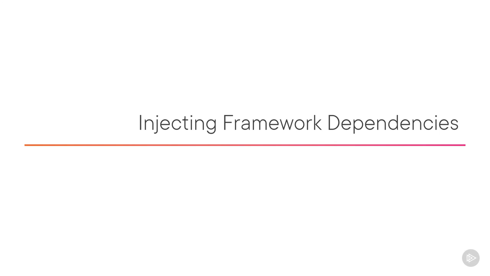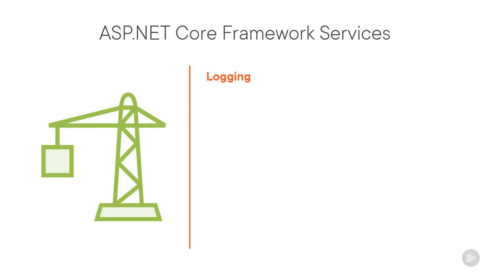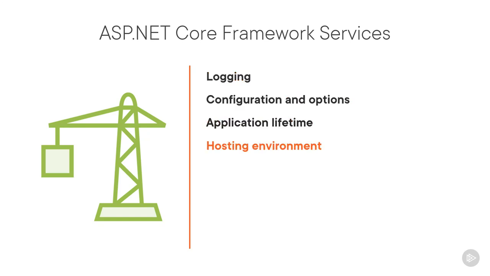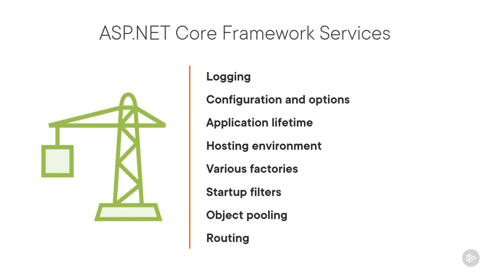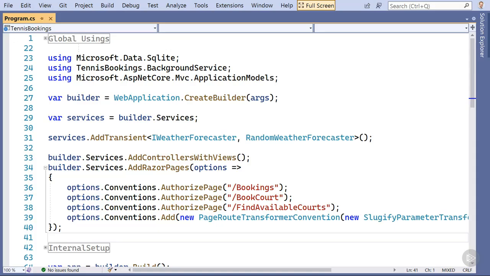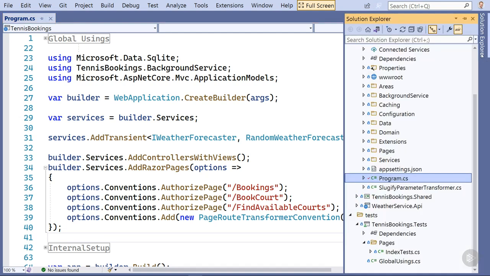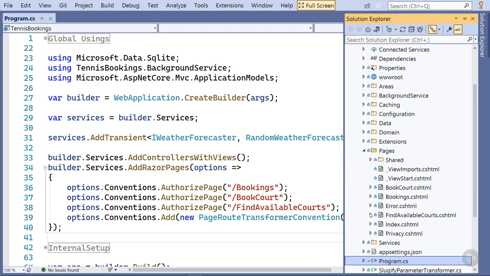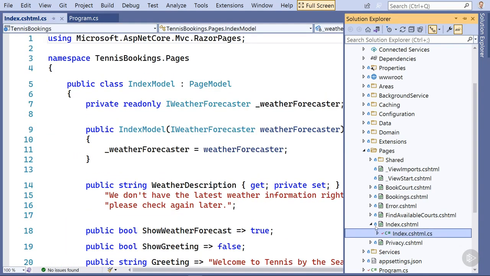In addition to injecting services for types we define, we can also inject services provided by the ASP.NET Core framework. Logging is one such service available in ASP.NET Core, which many applications take advantage of to support diagnosing application errors at runtime. In this demo, we'll inject a logging service into the IndexModel. Just as we can inject our own services into the page model constructor, we can inject framework dependencies.